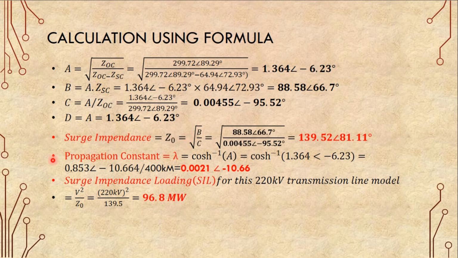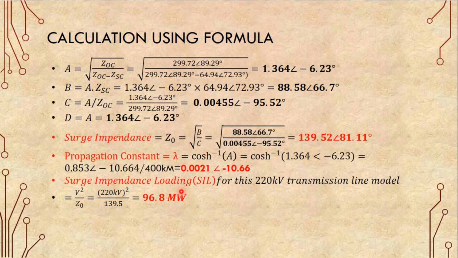impedance. And if we calculate the propagation constant, it will be this one divided by L, which I have shown you: propagation constant gamma into L, and that will be cosh inverse A divided by L. So cosh inverse A we got 0.853 angle minus 10.664, divided by 400 kilometer. So we are getting 0.0021 milli. This is the propagation constant.